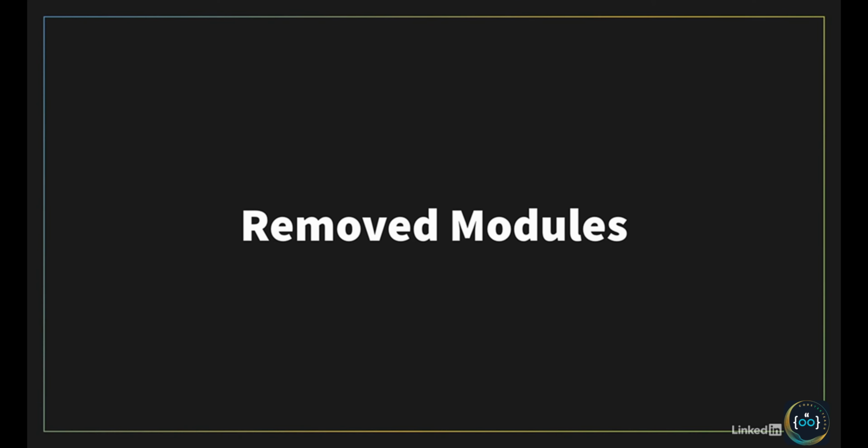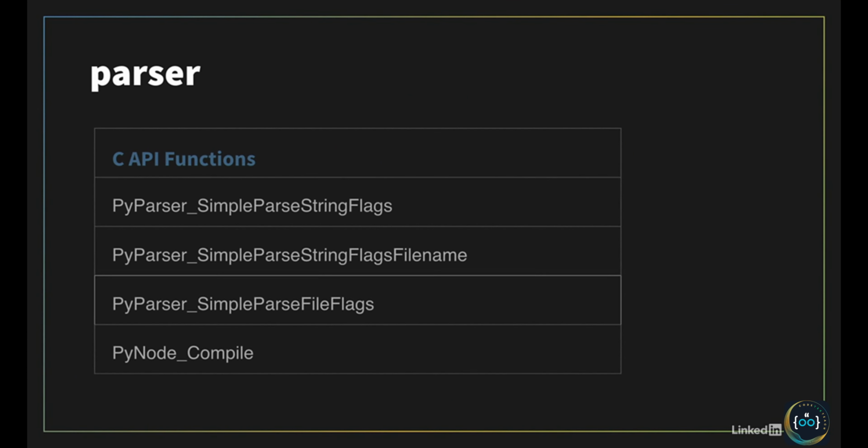We'll move on to removed modules now. There aren't many, and most of the removals are from private and undocumented bits of modules. The parser module has been removed, which was deprecated in 3.9 due to the switch to the new PEG parser. The public API functions on screen associated with the parser module have also been removed.